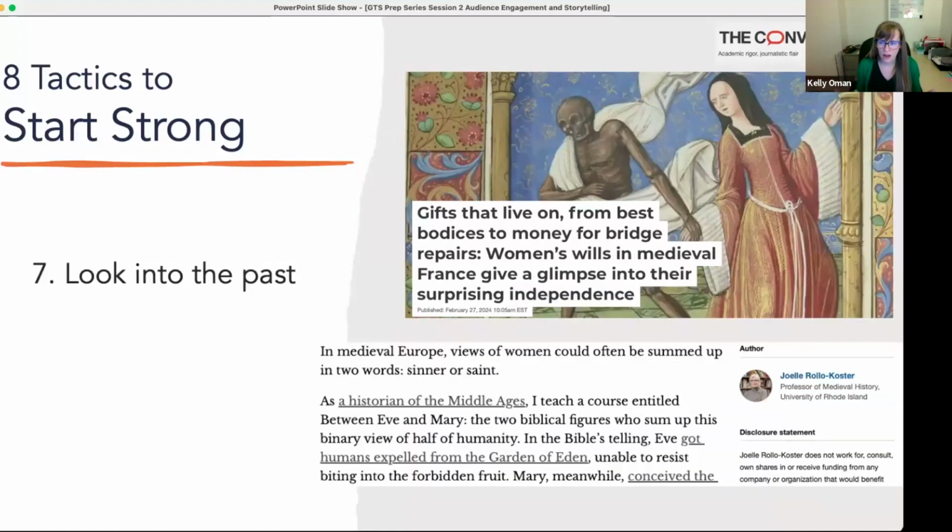And then there is looking into the past, and that's easy to do if you deal with a topic that is historically based. Of course, the whole thing will be about the past probably, but there are ways to do that too with other types of research, maybe looking at the history of the thing that you study in some way and how things were different in the past versus how they are now or how you want them to be going forward. In this example, in medieval Europe, views of women could often be summed up in 2 words, sinner or saint. And of course, this is all about historical research, but that immediately gets us interested, like, oh, this is something unique to that period of time that is going to be dealt with here.